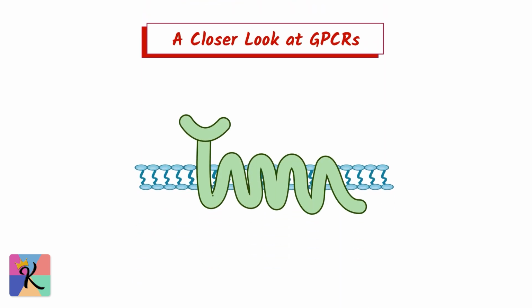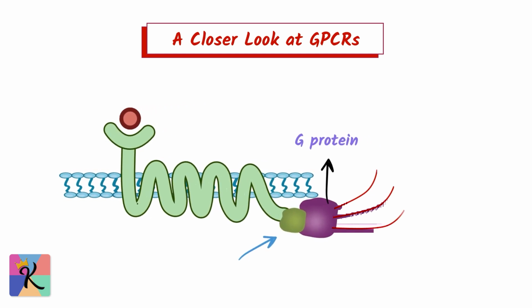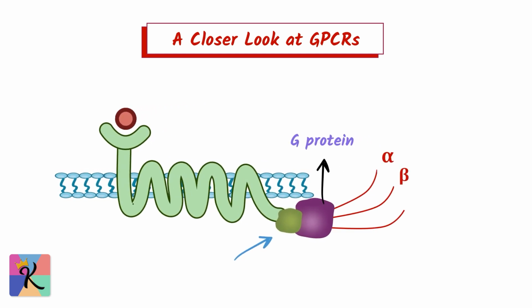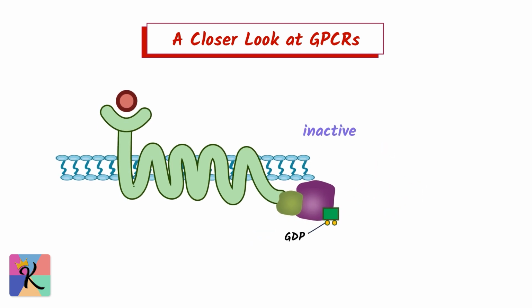GPCRs are incredibly versatile and common, acting like the multi-tools of cell signaling. When a signaling molecule binds to the receptor, it causes a shape change, which then activates a G protein inside the cell. G proteins have 3 parts: alpha, beta, and gamma. When inactive, the alpha subunit holds GDP, keeping the G protein together. But once activated by a GPCR, GDP is swapped for GTP, causing the alpha subunit to separate and relay the signal to other proteins inside the cell.